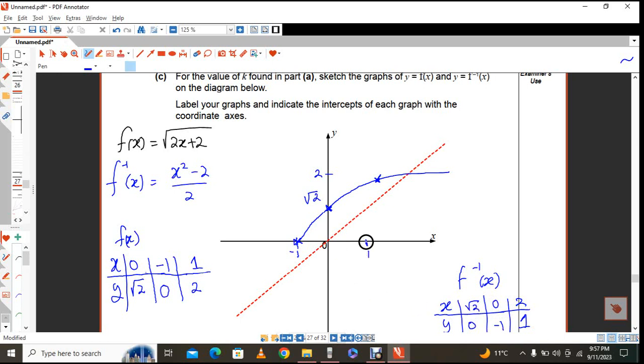So basically, now this one is going to cut the x-axis. So let me just come back here. It's going to cut the x-axis at √2.